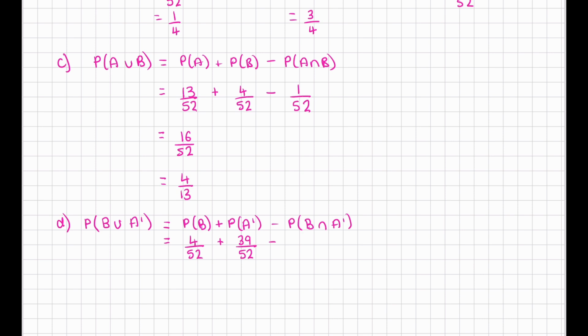So if we already know there's only 1 jack of diamonds, it means we want to know how many other jacks are in the pack that are not diamonds, which is 3, so that would be 3 out of 52. And then we can just work this out and we'll get an answer of 40 out of 52, which is equal to 10 out of 13. And that's the addition law for probability.